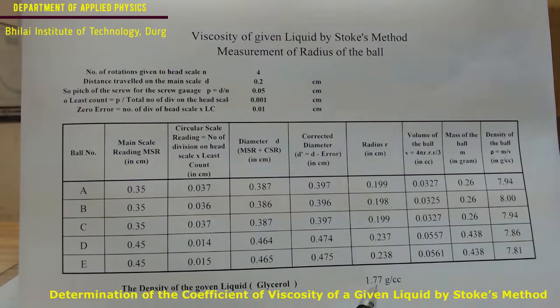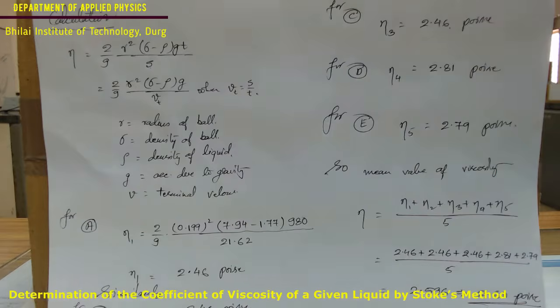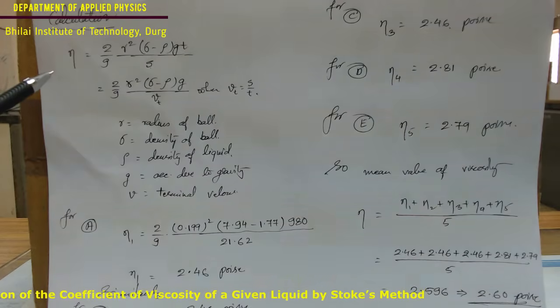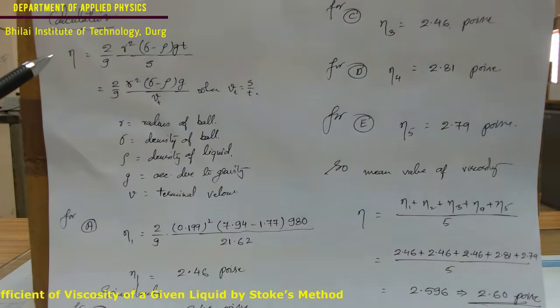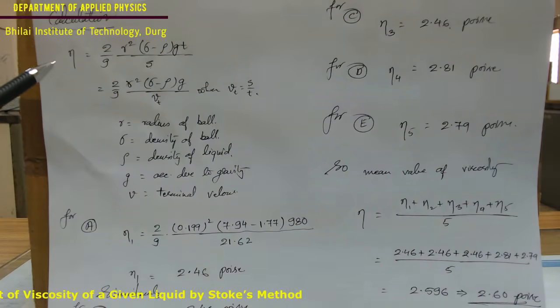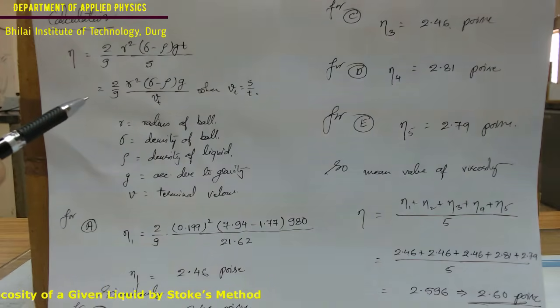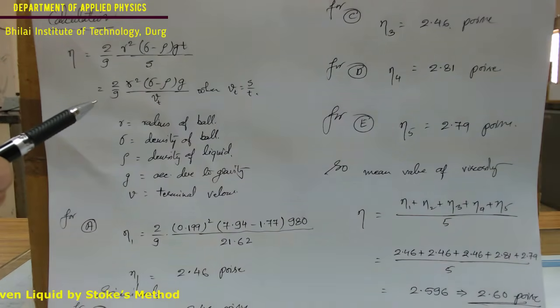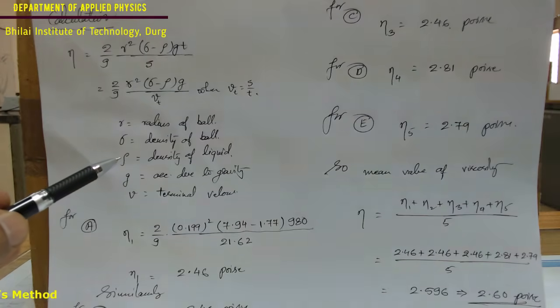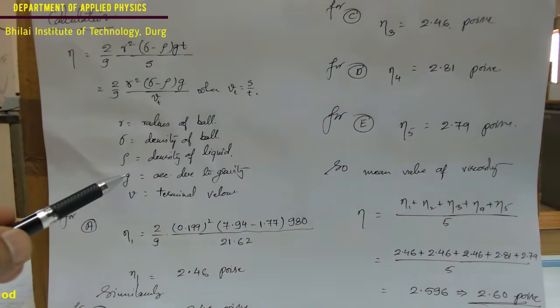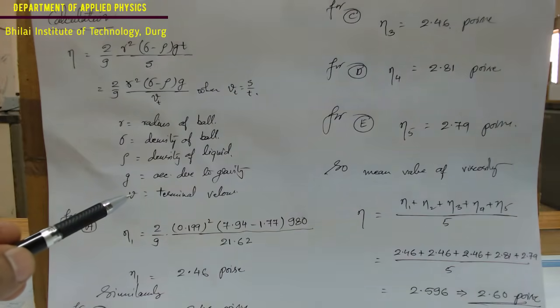Now let us see the calculation. The formula for calculation is eta is equal to 2 by 9 r square into sigma minus rho multiplied by g multiplied by t divided by s, and s divided by t is equal to v. So I can rewrite the formula as eta equals 2 upon 9 r square sigma minus rho g divided by vt, where vt is the terminal velocity for that specific ball, r is the radius of the ball, sigma is the density of the ball, rho is the density of the liquid, g is the acceleration due to gravity, and vt is the terminal velocity.